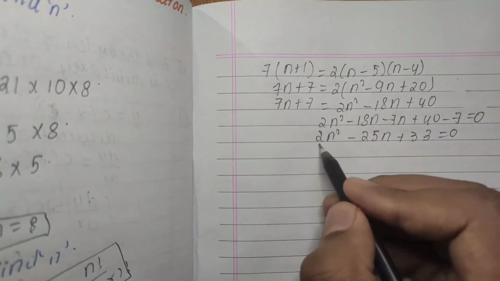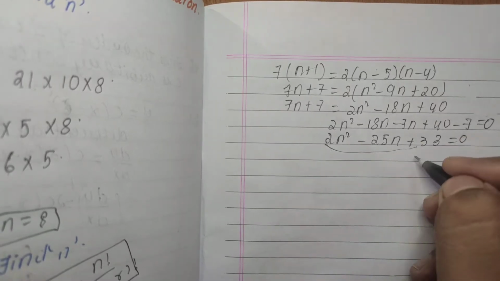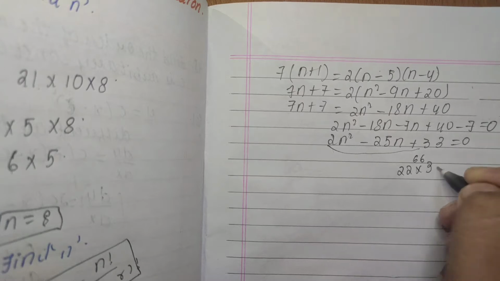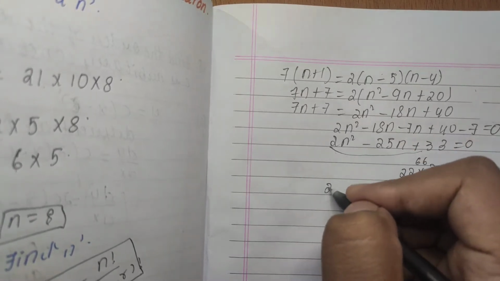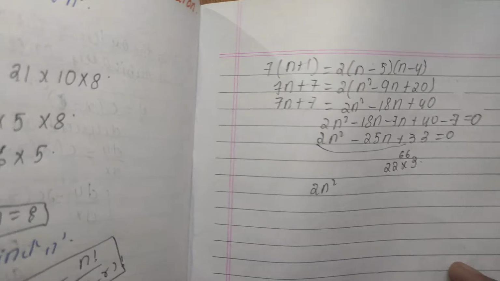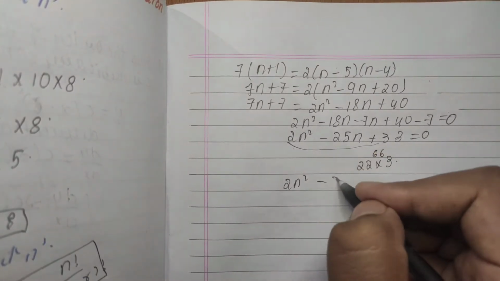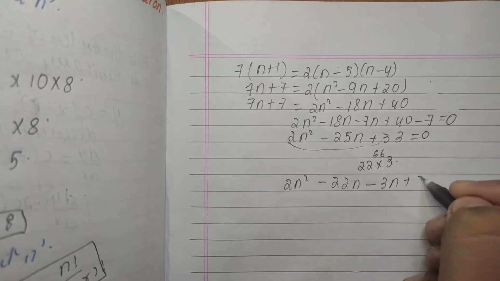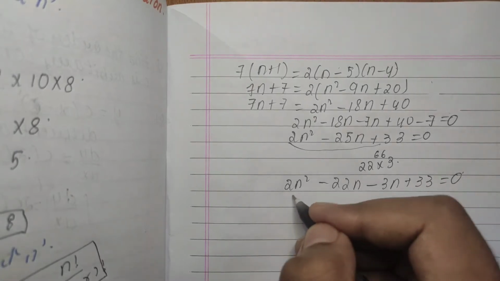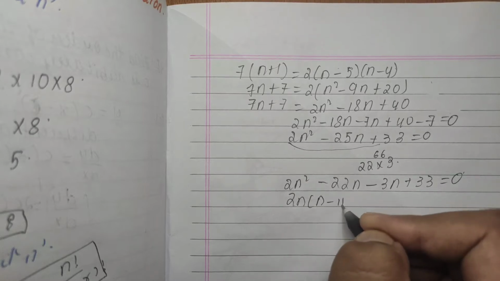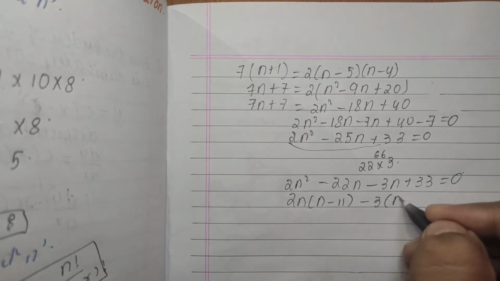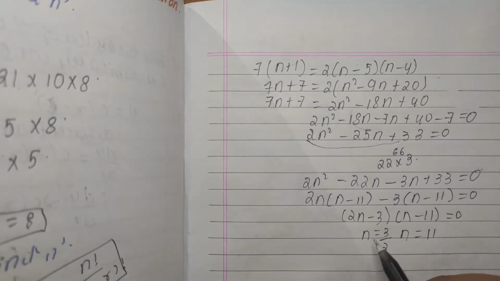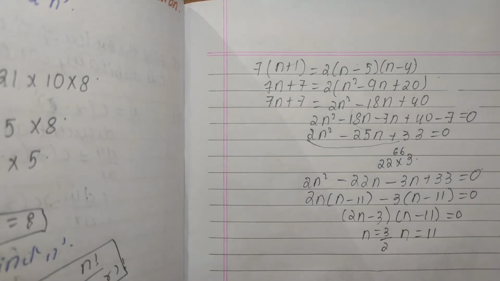So splitting the middle term, the product gives us the value of 66. So we can write 22 into 3. So 2n squared minus 22n minus 3n plus 33 equals 0. So 2n common, (n minus 11), minus 3 common, (n minus 11) equals 0. So finally the value of n is 3 by 2 or n is equal to 11.